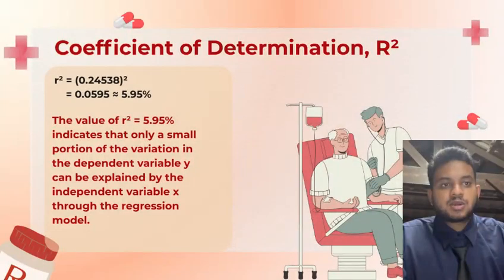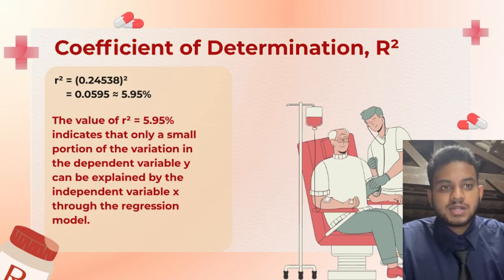Next we will see the coefficient of determination R squared, where we just square the R value. So the R value is 0.2438, and we square it and get 0.0595. Then we change it to a percentage, where we get 5.9%. So the value of R squared equal to 5.9% indicates that only a small portion of the variance in the dependent variable y can be explained by the independent variable x through the regression model.